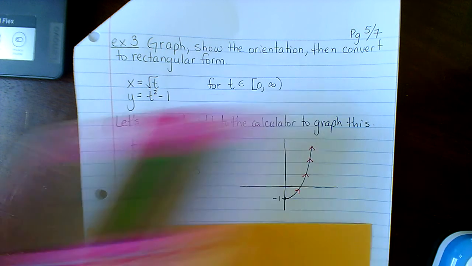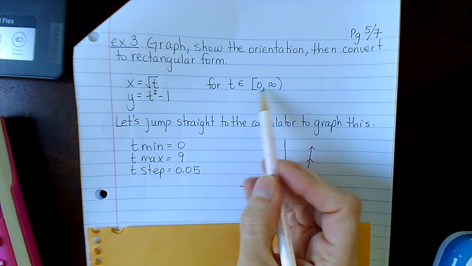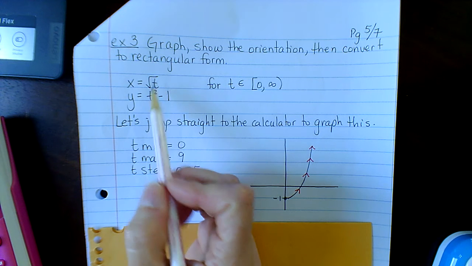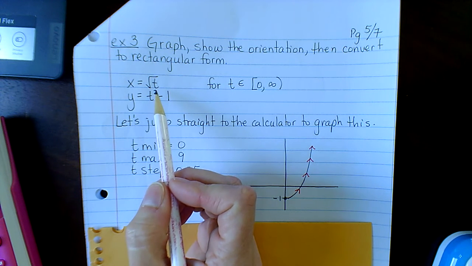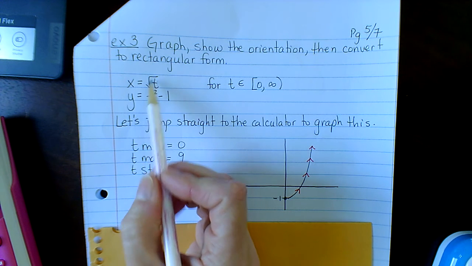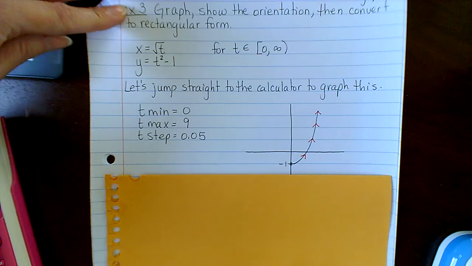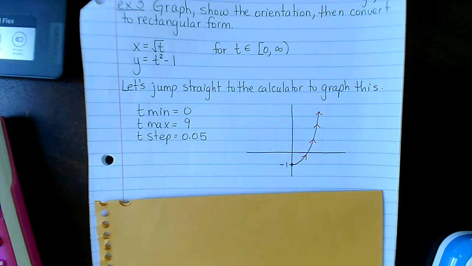So why do you think we needed that 0 to infinity? Well, that's because of that square root of t right there. That's the domain for the square root function. So we needed those values of t to be positive in order for us to be able to take the square root and get a real number answer. All right, so we got the graph, we got the orientation.